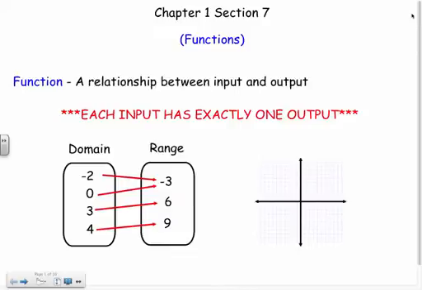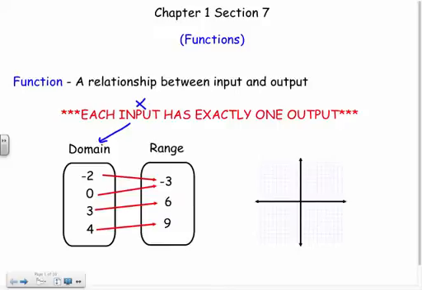Our key here is each input has exactly one output. That's what makes a function a function. Each input has exactly one output. So each number that gets put in, or each x value, which is our inputs in our graphs, or each domain, are also our inputs, can only have one output, can only output one number to be a function.